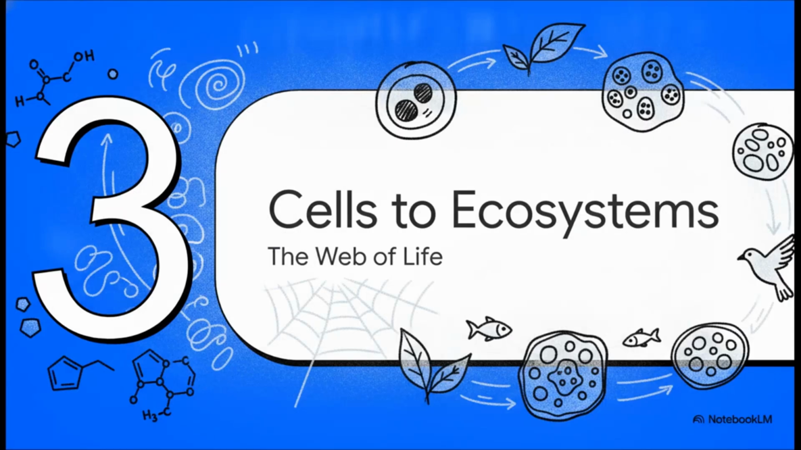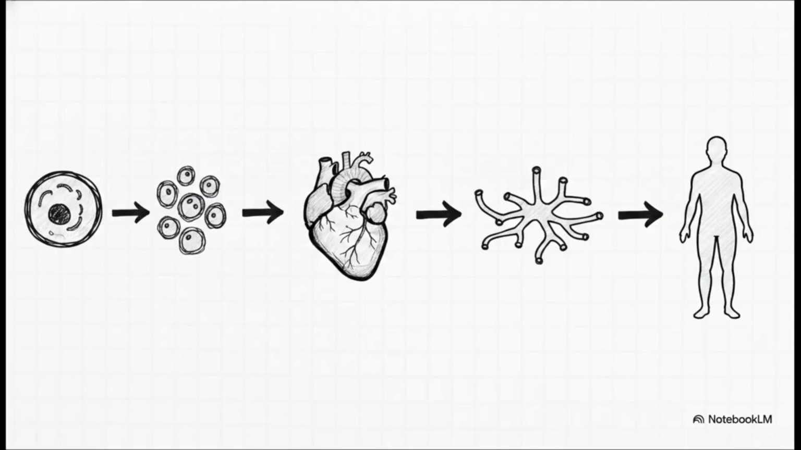And since chemistry completely dictates cellular behavior, that brings us right to Section 3, biology, cells to ecosystems, the web of life. Because when you get down to it, biological life is really just incredibly complex chemistry. I love how perfectly this illustrates the biological hierarchy. It scales up so beautifully.